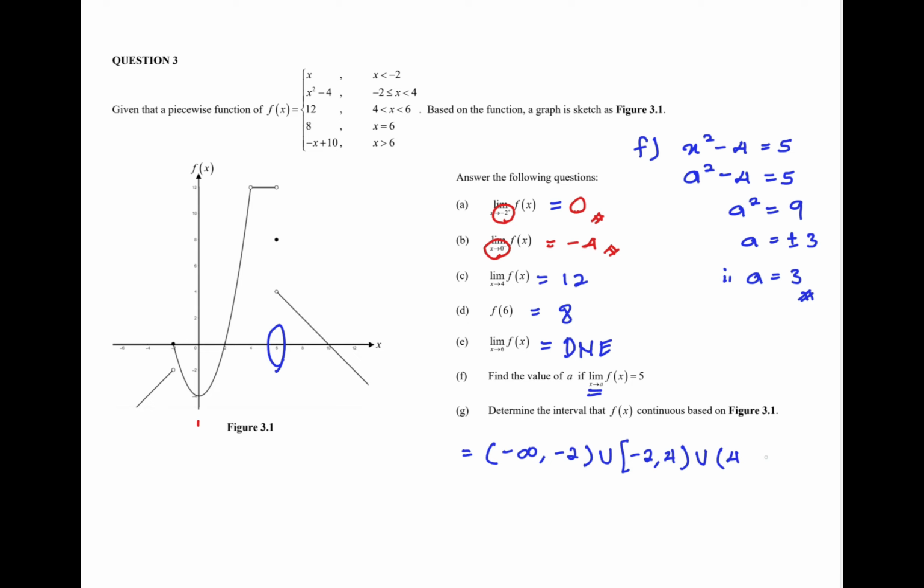At the value of 4 it is also not continuous. 4 until 6, union 6 until positive infinity. So that is the value for G. Now look at question 4.